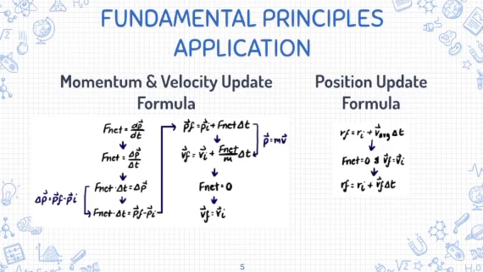By applying these fundamental principles, you're able to come up with a momentum and velocity update formula, which directly translates the fact that F net is equal to delta P over delta t to the final velocity being equal to the initial velocity plus F net over m delta t. And in this case, because there is no net force, the final velocity is equal to the initial velocity. Then you're able to use the position update formula to further show that the final position is going to be equal to the initial position plus the final velocity times delta t. And in this case, the final velocity is going to be equal to the initial velocity.